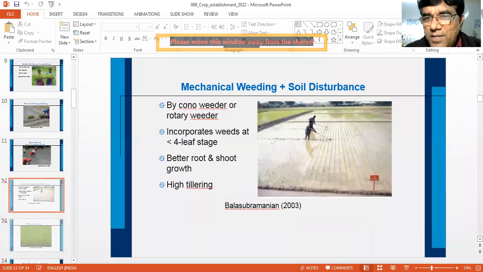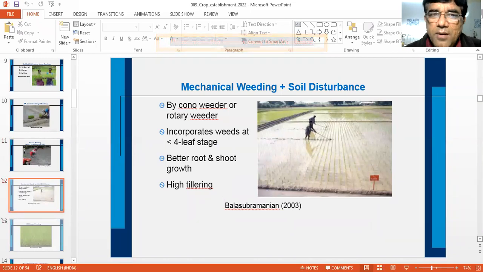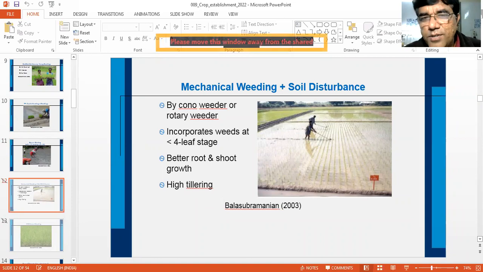Mechanical weeding or soil disturbance. So it is suggested to go for mechanical weeding by cono-weeder in transplanted crop. It is possible only in transplanted crop. It is not possible in direct seeded crop. So cono-weeder is a machine which is run by human being, by labor, or you can find some power operated weeders also available for rice.